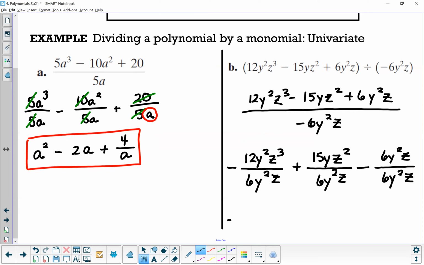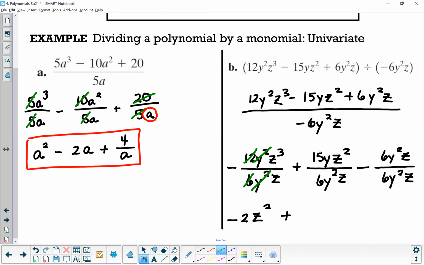So we have negative. All right, we have 12 divided by 6 is 2. I don't think we need the fraction bar for this first one. So we have 2 for the 12 divided by 6. Y squared divided by y squared, that eliminates to 1. And z cubed divided by z to the first power, subtract your exponents. So 3 minus 1, we have z squared plus.